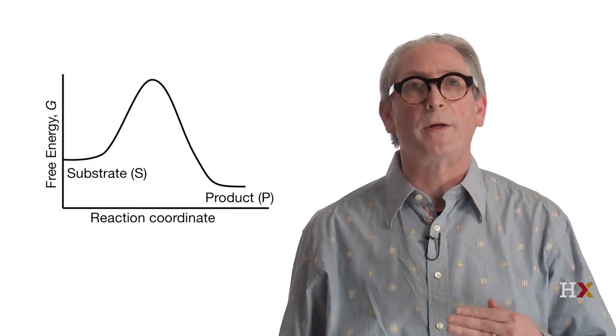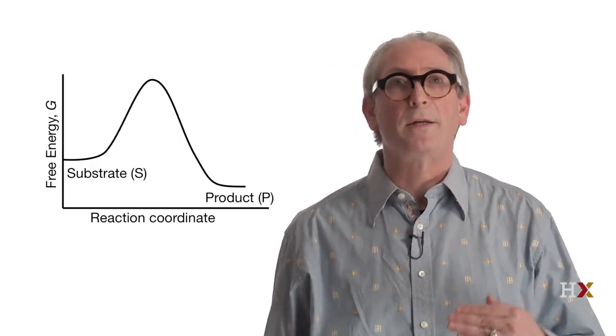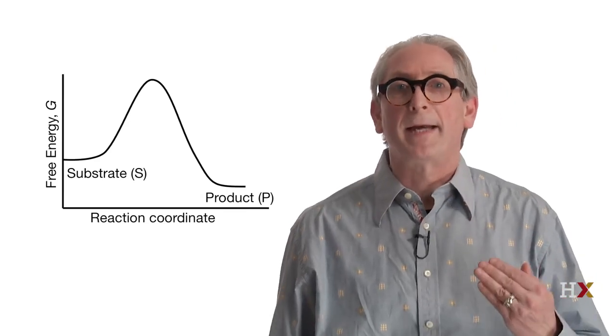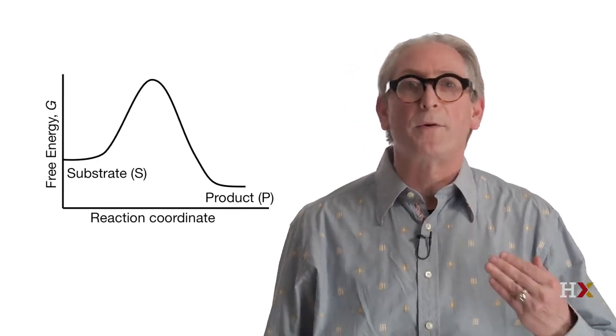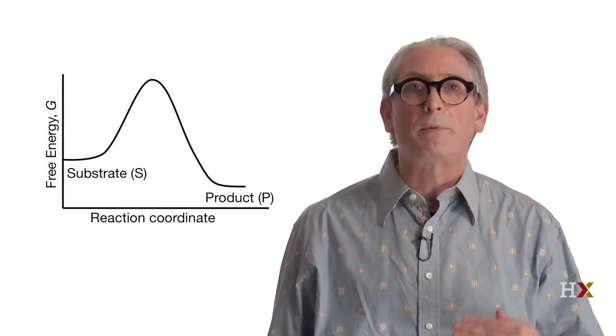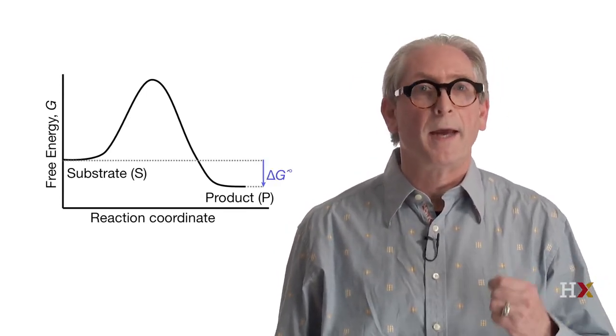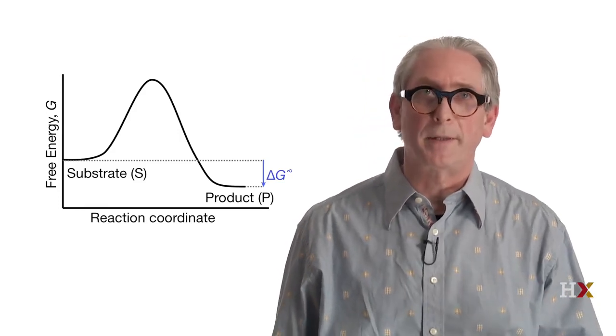In our case, the free energy of the product is lower than the free energy of the substrate, which means that the reaction is spontaneous. Or in other words, the change of free energy between the product and the substrate, delta G prime naught, is negative. And that is determined by thermodynamic parameters.